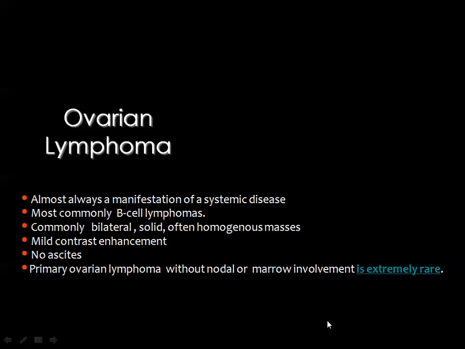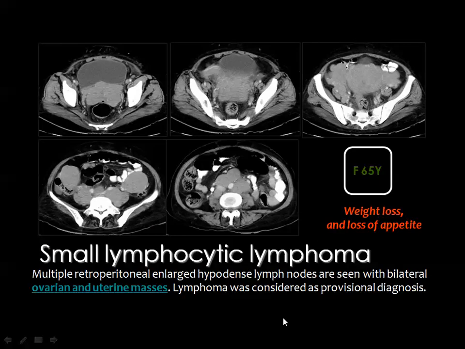Then you should know that primary ovarian lymphoma is extremely rare, and lymphoma of the ovaries, or lymphoma of the uterus, is usually secondary to lymphoma elsewhere in the body. And in order to diagnose lymphoma of the ovaries, for example, or of the uterus, you should know from the clinical picture that the patient had lymphoma elsewhere in the body, or you can see the stigmata of lymphoma in the scan.